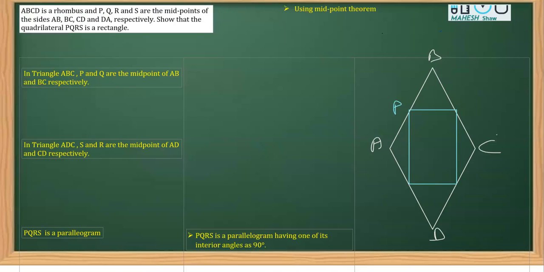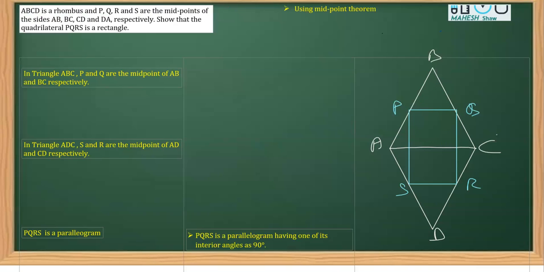I'm naming it, say, P being the midpoint of AB as given, and after AB it's BC, so P, Q, R, and S. Now, once we have made this figure, they are asking us to prove that this figure PQRS is a rectangle. Now, as I said, we are going to apply the midpoint theorem. The midpoint theorem is applicable only in the case of a triangle. So we'll be joining AC first. After joining AC, you can clearly see we can apply the midpoint theorem in this triangle, that is triangle ABC.